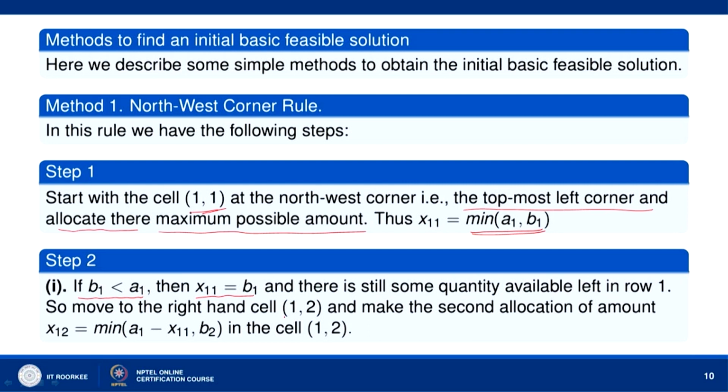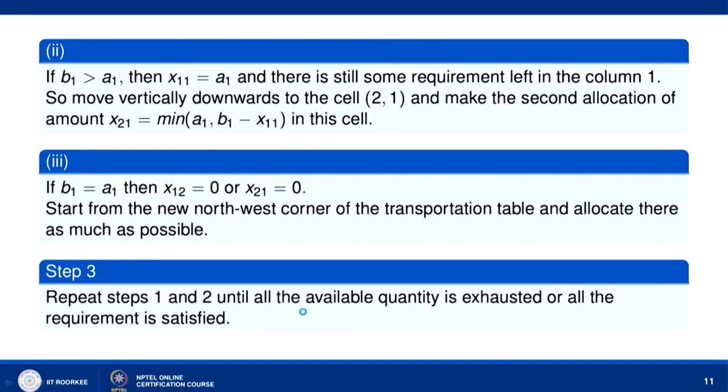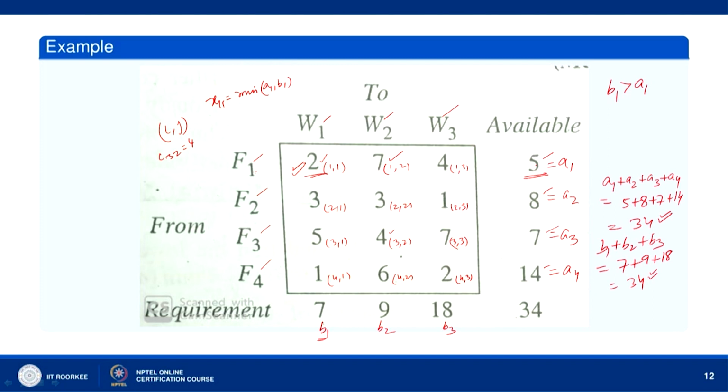So, we will move to the right hand cell 1 2. Suppose A1 was 8 and B1 was 7, then 7 would be allocated here, 1 unit would be left, and to allocate that 1 unit we will move to the cell W2.